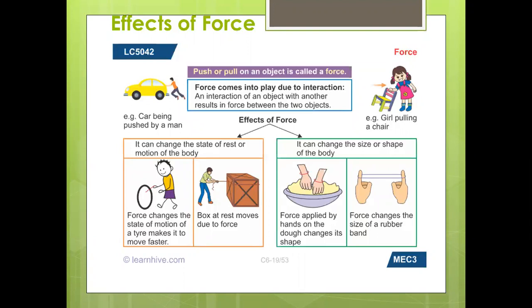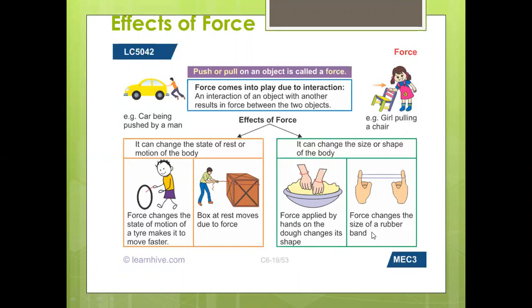Forces come into play when one object interacts with another. So if a body is in the state of rest, force applied causes the body to move. Over here a box is in the state of rest, the person is applying the force that will cause the box to move. If a wheel is in motion, you can increase its speed by applying force. Force is applied over here by the hands on the door, which changes its shape.